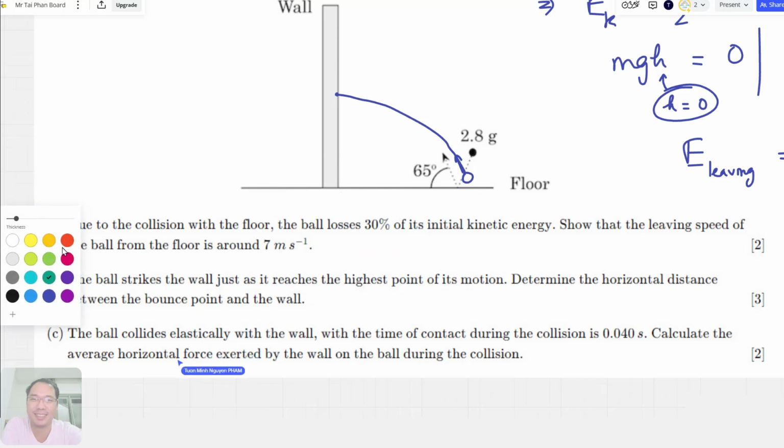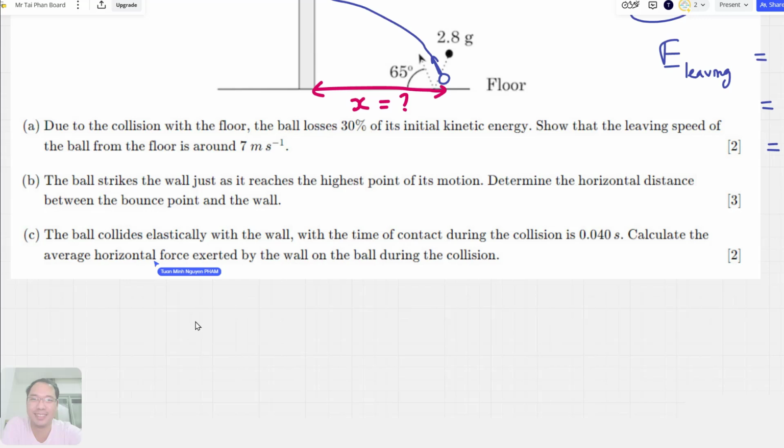Determine the horizontal distance. Let me change to the red color. Horizontal distance, this one, X. To find X, we need to find the horizontal velocity Vx and then multiply with the time it flies from leaving the ground to colliding with the wall. Find these two things, horizontal speed and time, and we will get the answer, the horizontal distance.